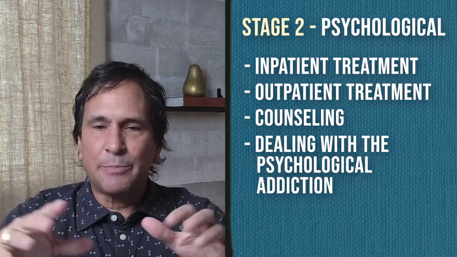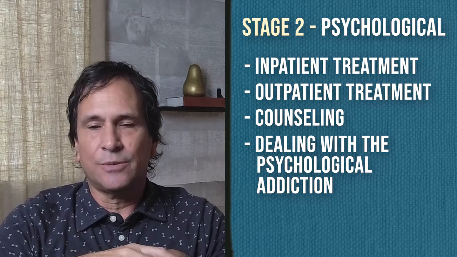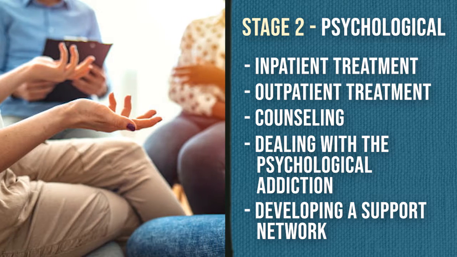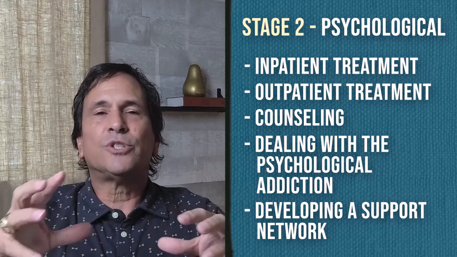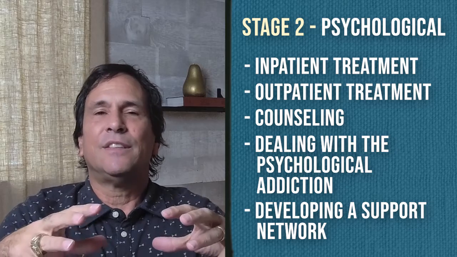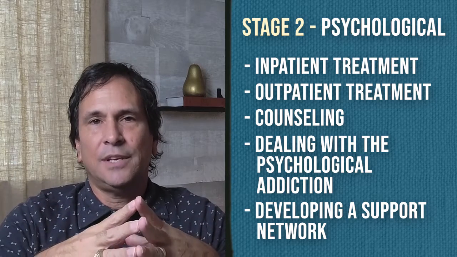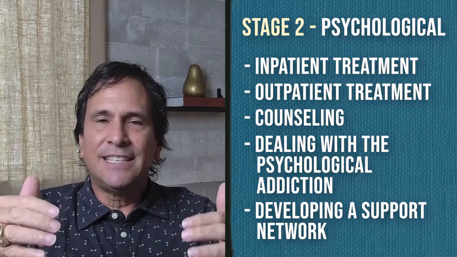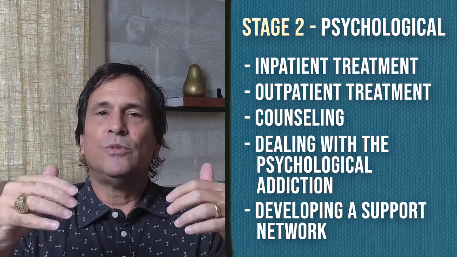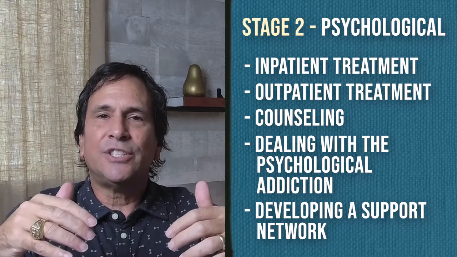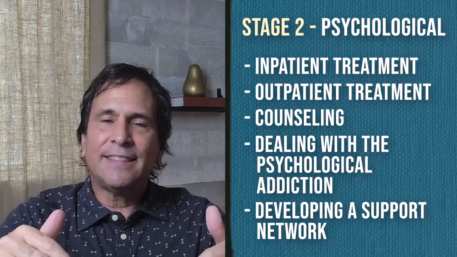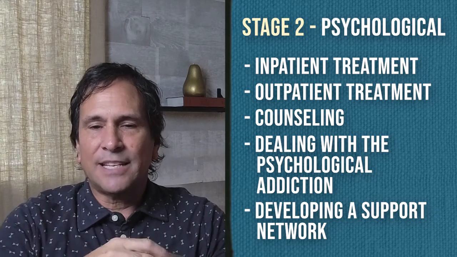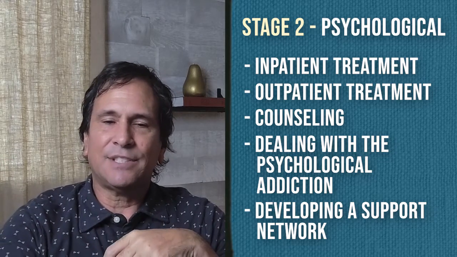The third important aspect of stage 2 treatment, intensive psychological, is developing a support network. Birds of a feather flock together, right? You will start to become like the 5 people that you hang around with most. If what you want is to get off the opiates and learn to live a different lifestyle, you need to interact and develop relationships with people who have done that, who can teach you, who can help you, who can support you to develop the new lifestyle. So stage 2 treatment is intensive psychological.